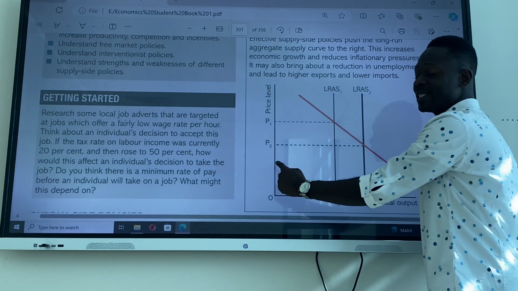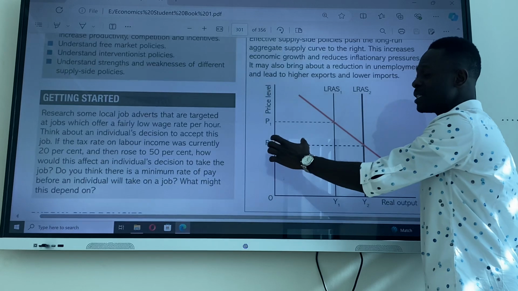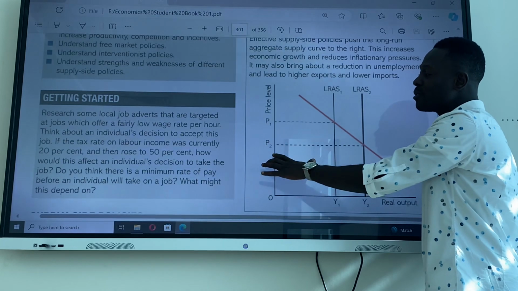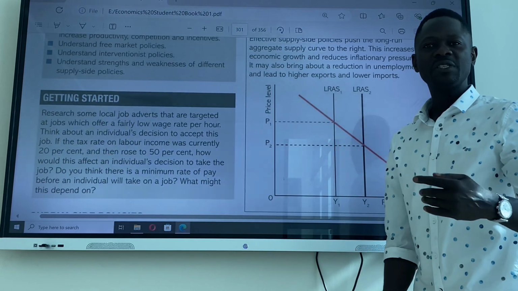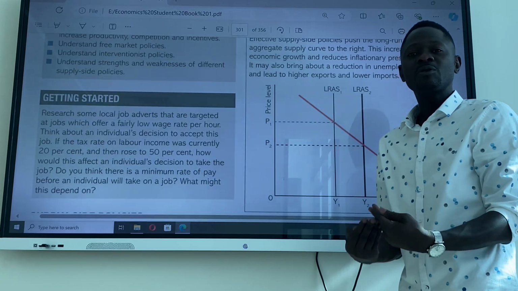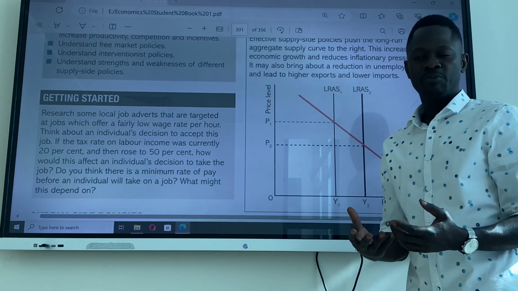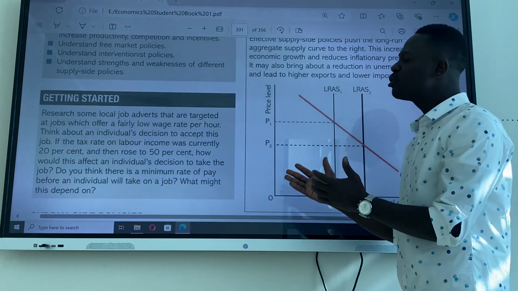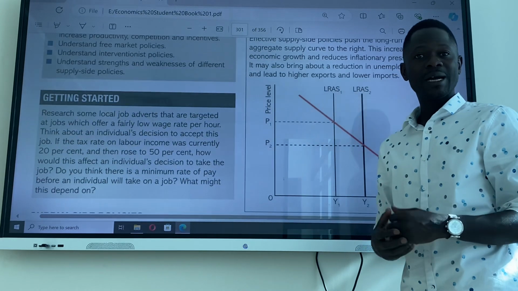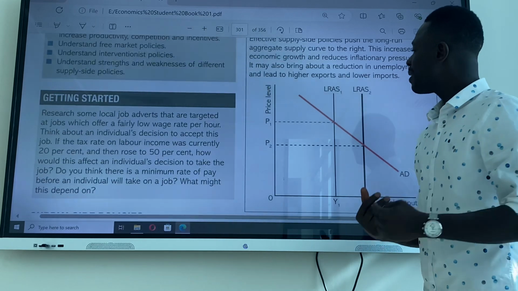So with the long-term supply curve shifting to the right, it will bring about a fall in the price of goods and services. As there is a fall in the price of goods and services, the demand for goods and services will definitely increase. Because the demand for goods and services is increasing, firms would have to employ more workers. Why? To be able to meet this increasing demand. That means the demand for workers will increase.